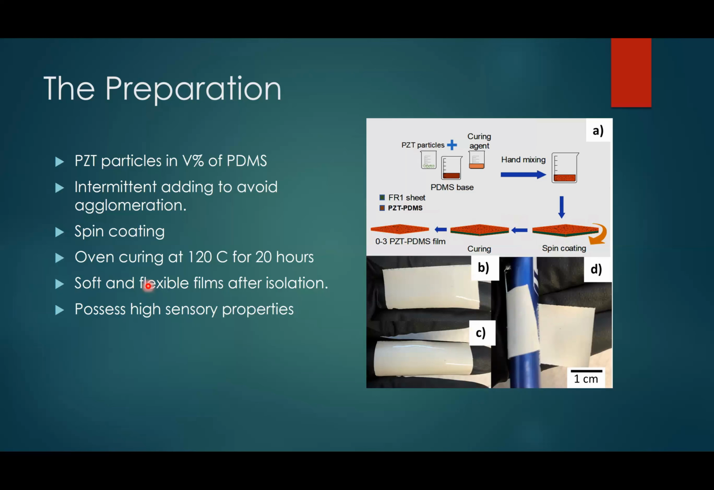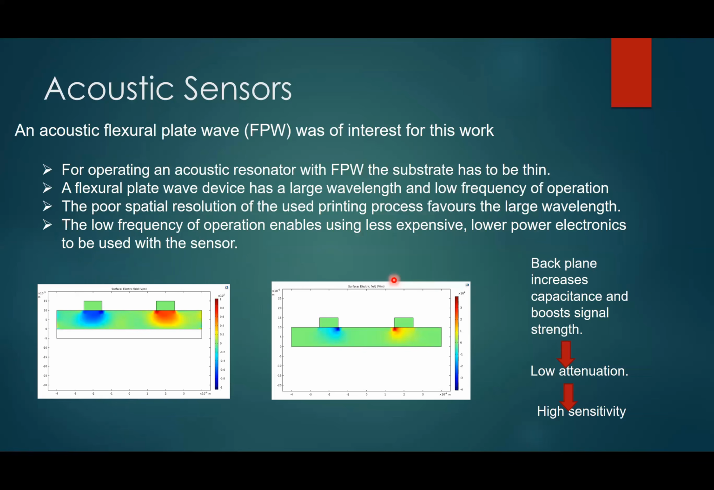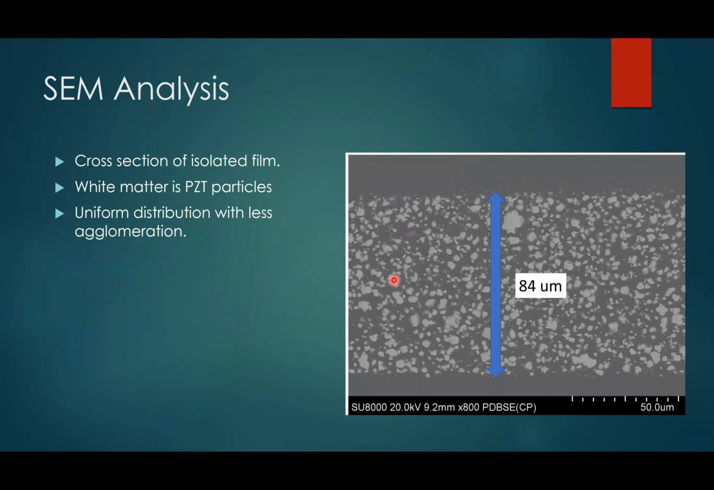We made different volume percentage PZT-PDMS films, so we mixed different volume percentages of PZT. This is a cross section of a 28% volume percentage PZT-PDMS film along the thickness, and you can see that the nanoparticles are dispersed uniformly in the PDMS matrix. Once we made films with different volume percentages, we characterized their piezoelectric charge coefficient, and properties like Young's modulus.